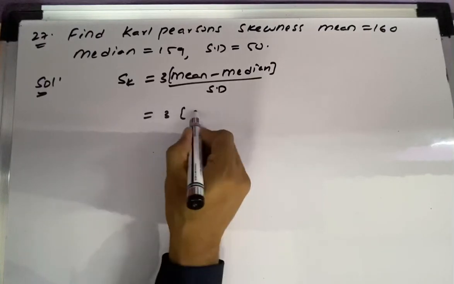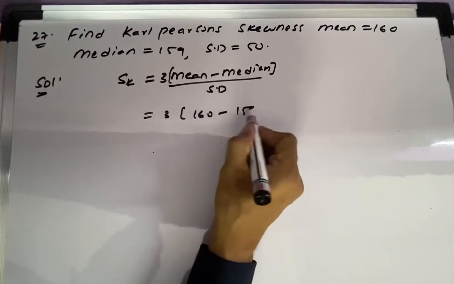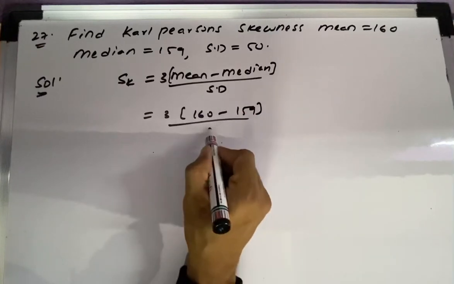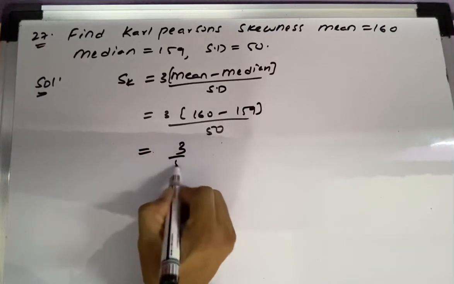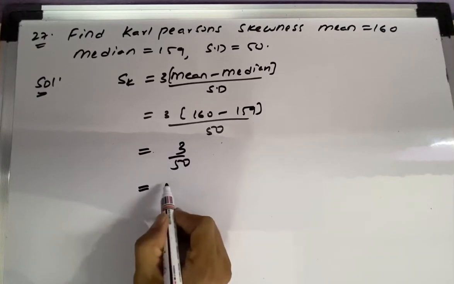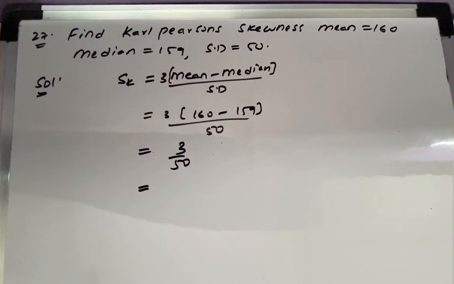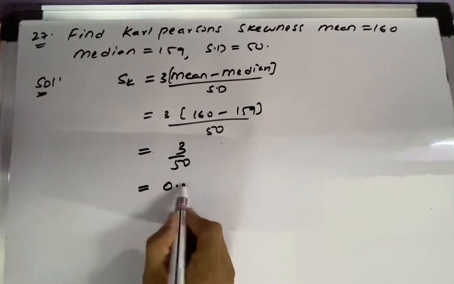3 into mean 160 minus median 159 divided by standard deviation 50. 160 minus 159 is 1. 3 ones are 3 by 50. 3 divided by 50, you can divide this one. You will get the answer. 0.06 is the answer.